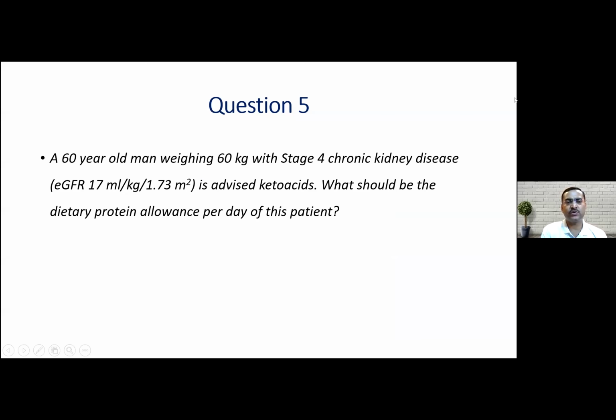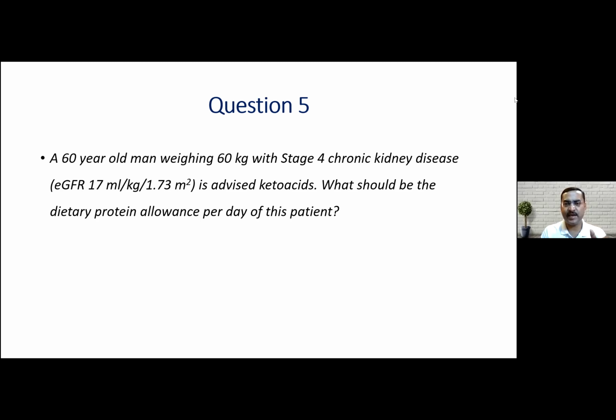Question number 5 talks of a 60-year-old man who also weighs 60 kgs and has an estimated GFR of 17. That is, this individual has stage 4 chronic kidney disease. He is advised to take keto acids, which are available as a supplement. Keto acids are nitrogen-free analogs of essential amino acids. Now, in this patient weighing 60 kgs with stage 4 chronic kidney disease, who has started taking keto acids as per the advice of the nephrologist, what should be the dietary protein allowance per day?